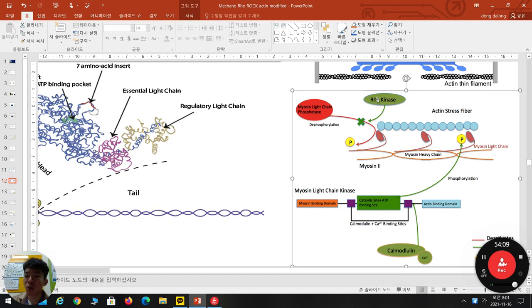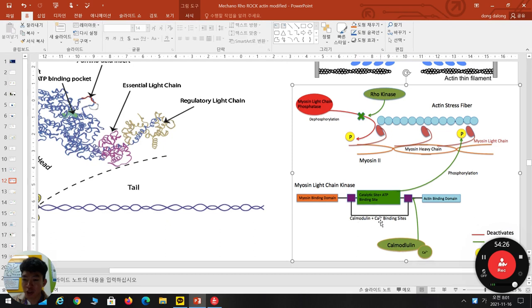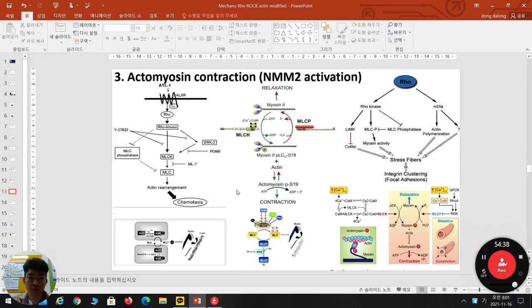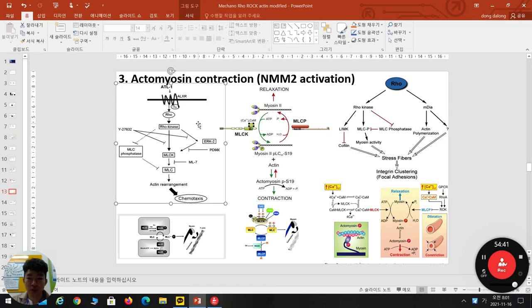But ROCK kinase inhibits this MHC phosphatase, and then activates MHC kinase. And this MHC kinase here also needs the calcium and calmodulin binding site. So when this MHC kinase is activated, it needs calcium and calmodulin. Okay, so up to here.